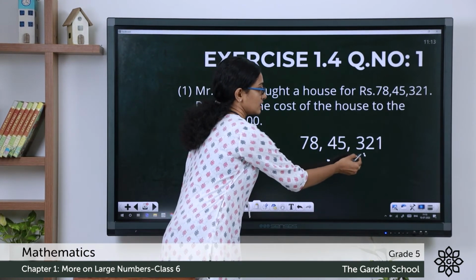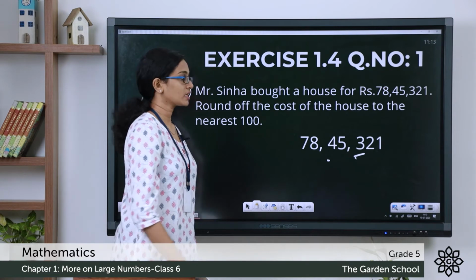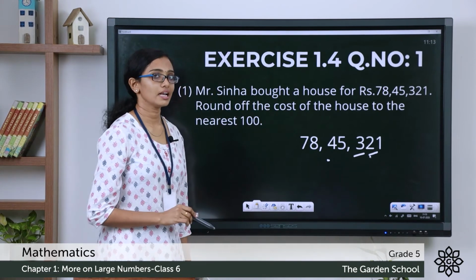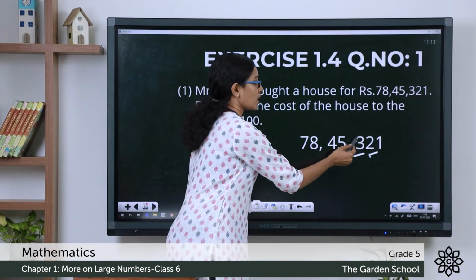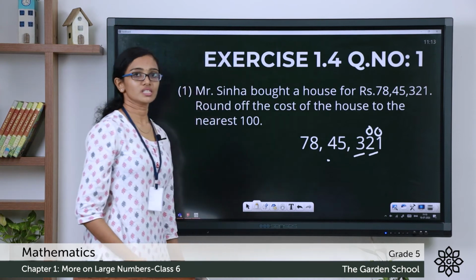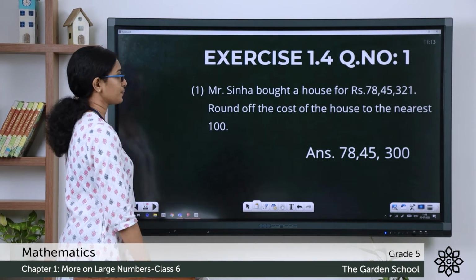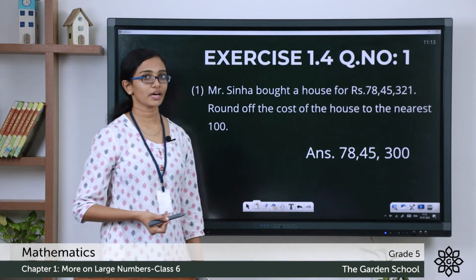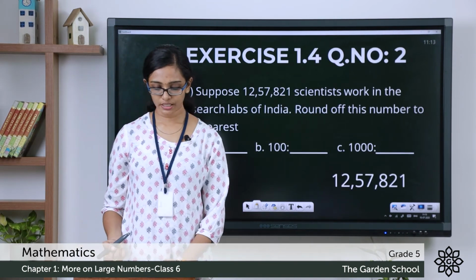It is the hundreds digit, which is 3 here. And to the right of it, we have 2, which is less than 5. So let's keep the rounded digit as it is and change all the digits to the right of it to zeros. So that will give you the answer 78,45,300. I hope your answer is correct. Now let's move on to the next question.